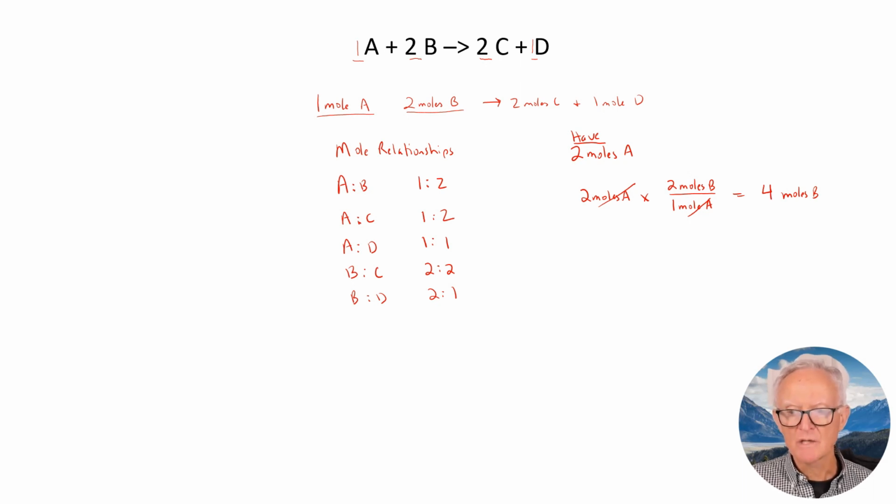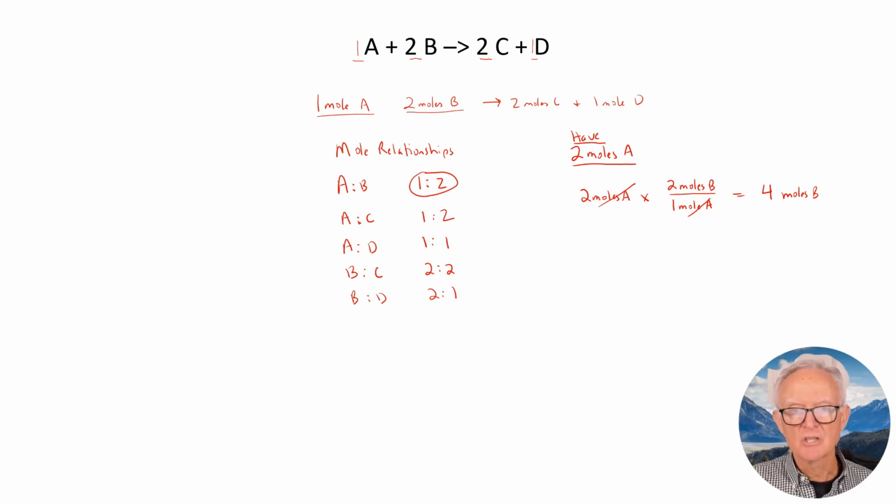So it's a real quick way to take the moles of some starting reactant and figure out how many moles of the other reactant we need. All we need is the mole relationship, and it'll tell us how many moles of B we need.